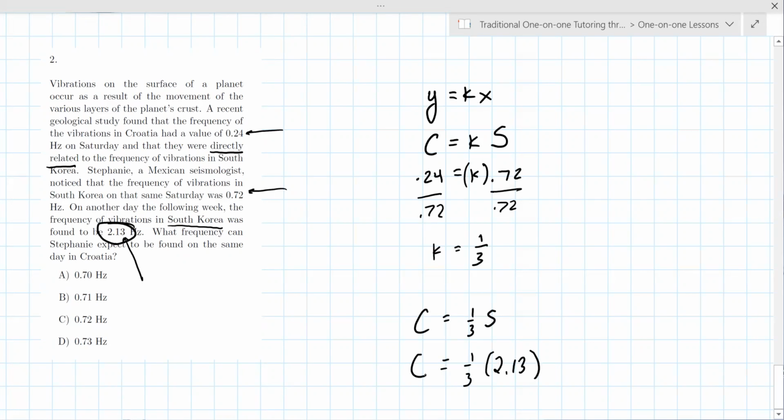And this is a no calculator question or practice exam. So you may be tempted to go and grab it and try to work it out, but on the test, you may not have it. The numbers are workable. Believe it or not, 2.13 does divide nicely by a third.